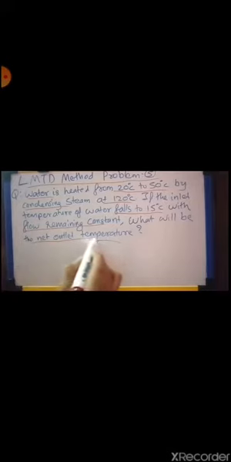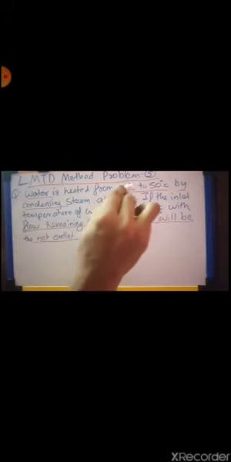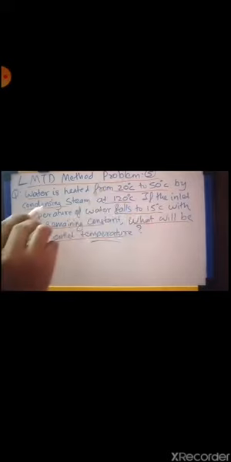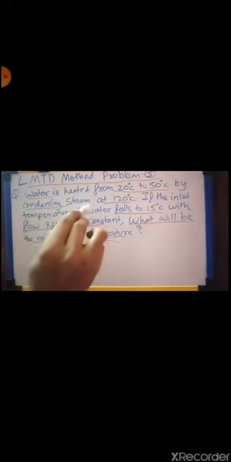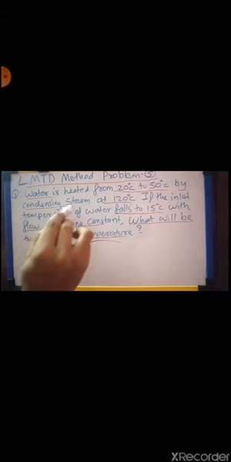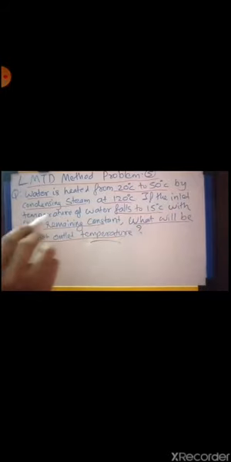LMTD problem number 5. Water is a cold fluid. It is heated from 20 degrees centigrade to 50 degrees by condensing steam at 120 degrees centigrade, which is the hot fluid. And if the inlet temperature of water is lowered to 15 degrees centigrade, while the flow remains constant, what will be the net outlet temperature? All these data are given, and you have to find out the net outlet temperature T2 when T1 is equal to 15 degrees centigrade.